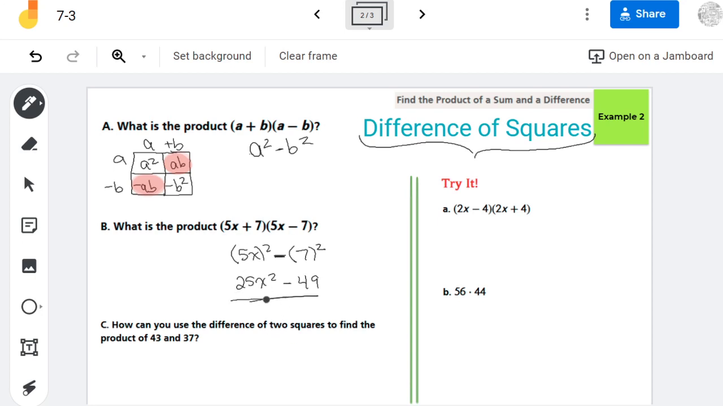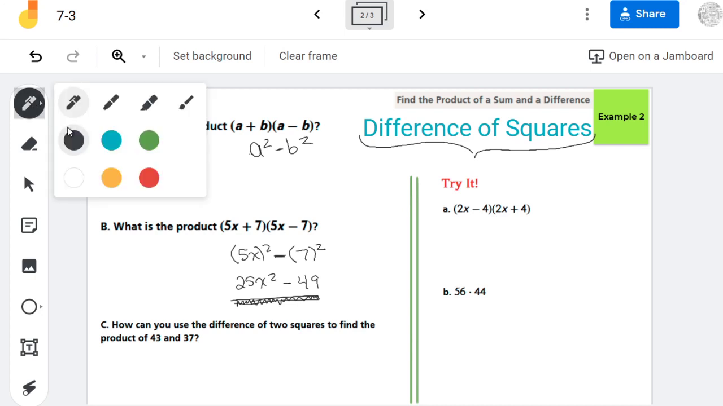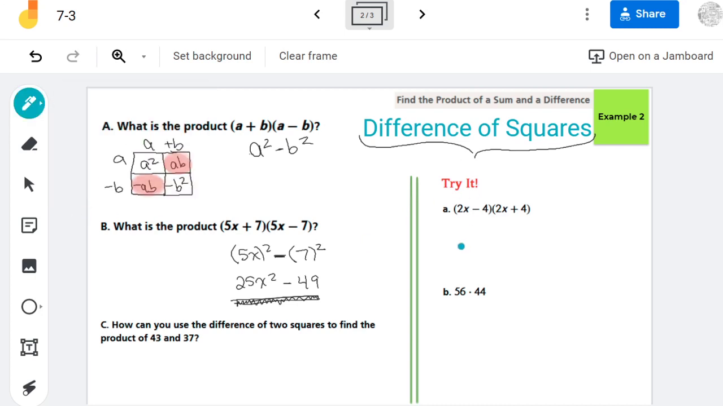So multiplying them together goes very quickly, but so does factoring when we get into factoring in our next section. Factoring is to go the other way, to break it into multiples. So let's go ahead and do the try it real quick before I do the part C's. So here, again, I'm going to take that a term. I'm going to change colors because all that black's depressing. So I'm going to take my a squared and subtract my b squared. So my a is 2x and my b is 4. So 2x squared is 4x squared and 4 squared is 16.